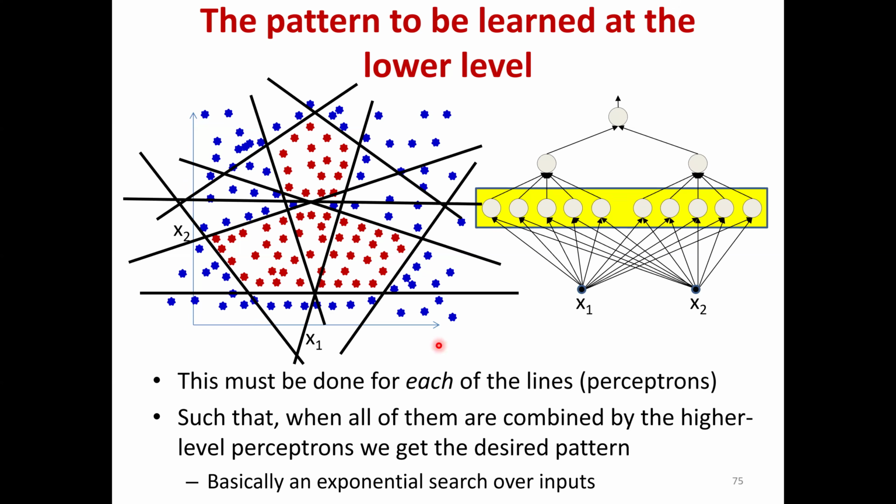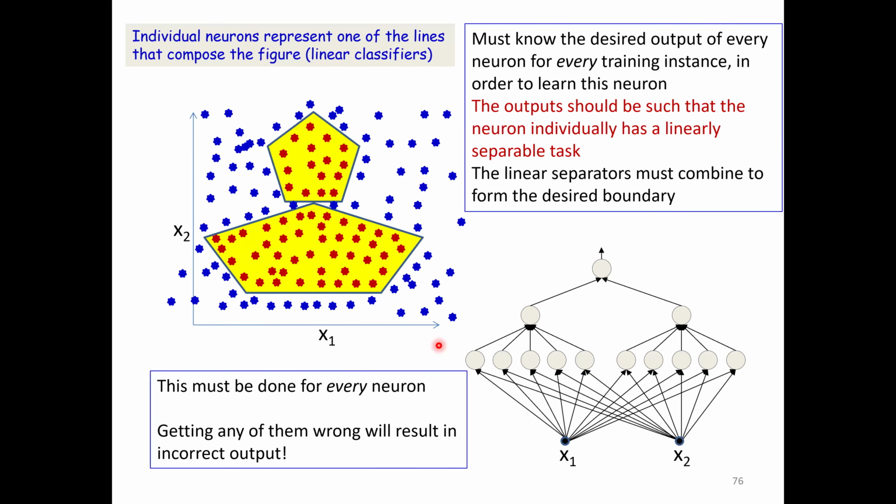And as Joshman says, you can't. These are high dimensional data, right? You cannot visualize the data. And so this is an exponential search over inputs. This is not going to be feasible, right? And if you get even one of these boundaries wrong, your classification is going to be broken.